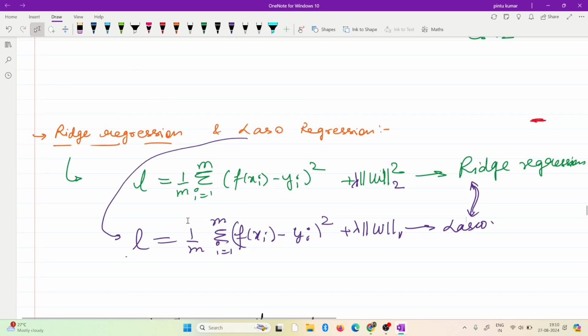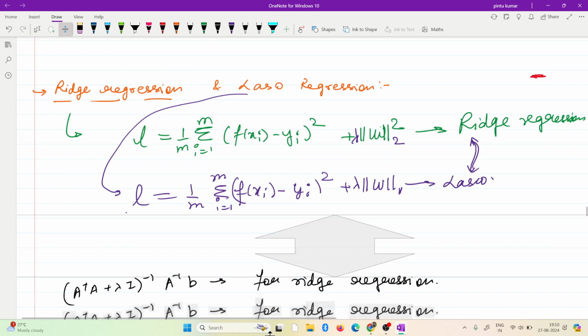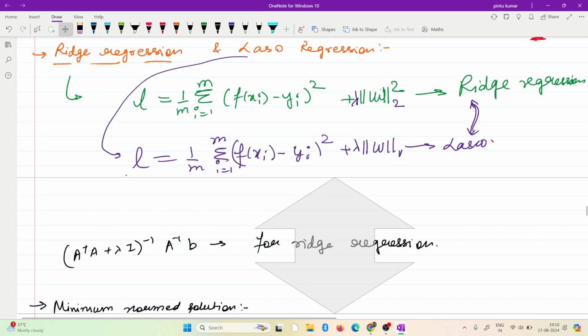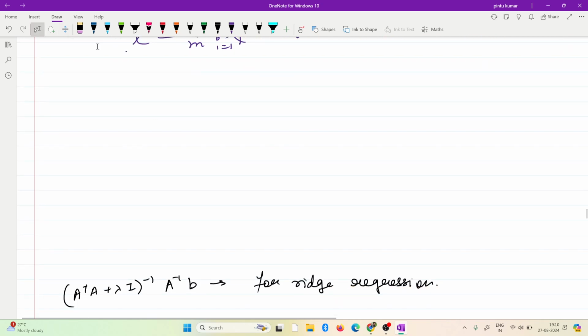I have some time, so I can explain some geometry behind it that can be slightly interesting. Let's try to see the geometry behind it.